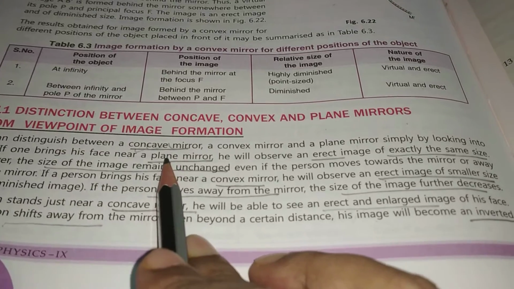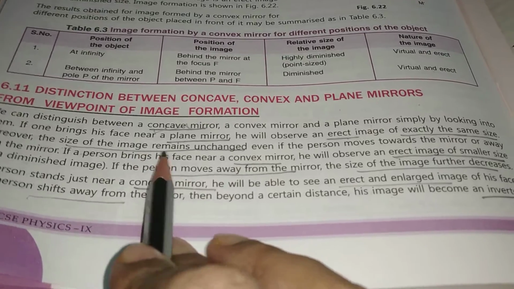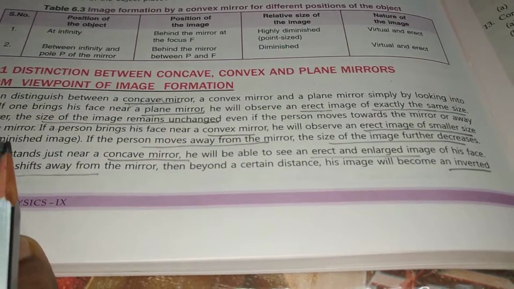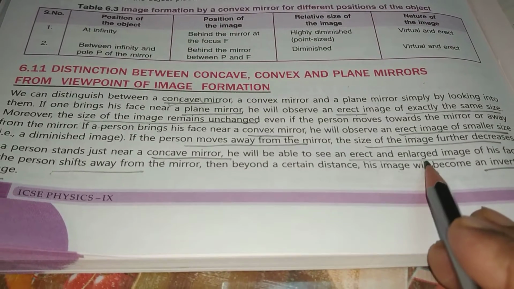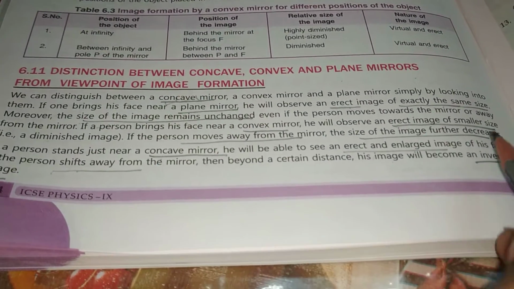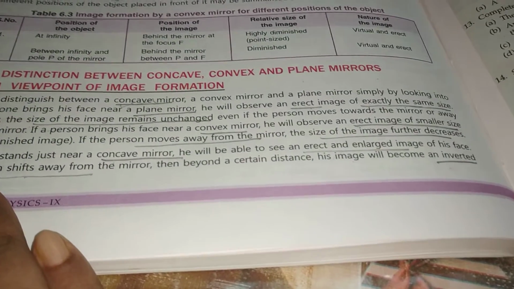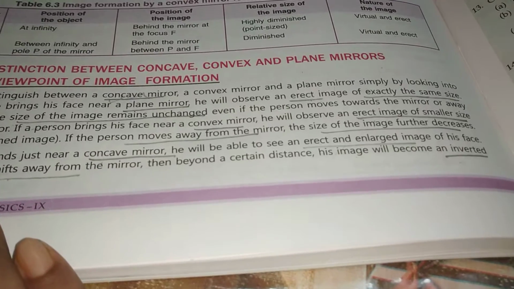If you have a plane mirror, the image is always erect, of the same size, and the size remains unchanged. For a convex mirror, the image is always erect but of smaller size, and the size further decreases when the person goes away from the mirror. In a concave mirror, the image is erect and enlarged when the person is very close to the mirror, but as the person shifts away from the mirror, the image gets inverted. So basically in the entire explanation you will tell about two things, and these are whether the image is erect or inverted, and the size.